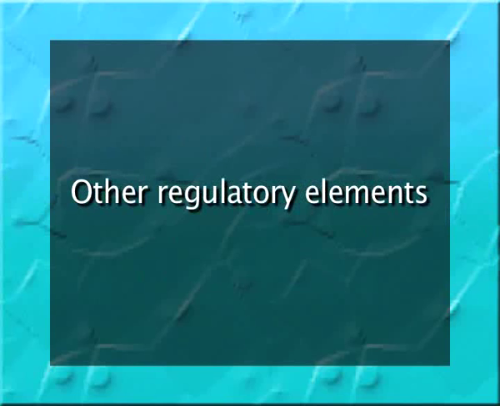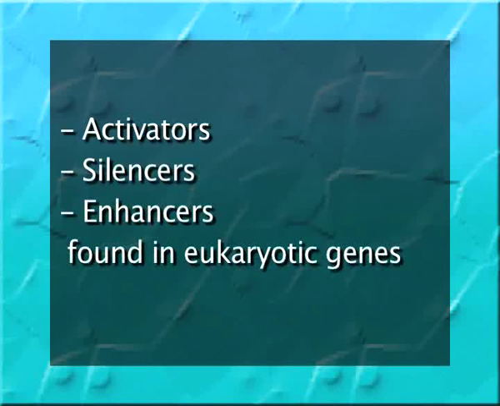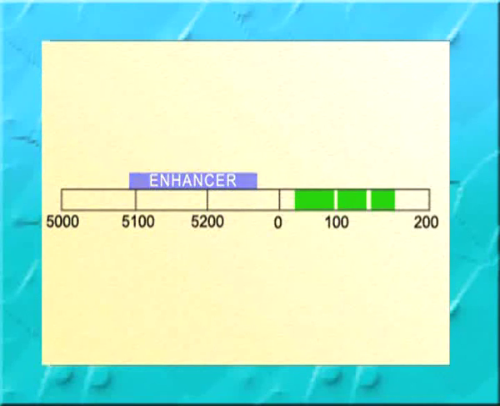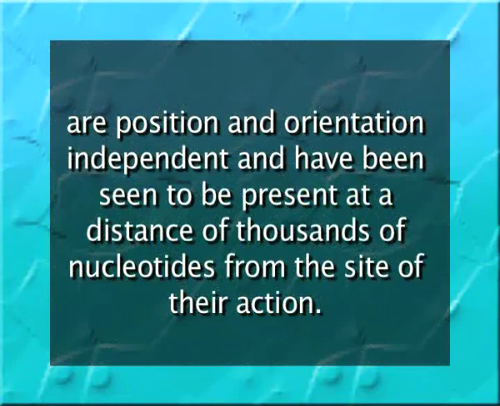Other regulatory elements. In addition to promoter, other regulatory elements such as the activators, silencers and enhancers are found in eukaryotic gene. The function of these elements is to regulate the level of gene expression. The enhancers are the sequences that raise the gene expression level to many folds. Thus, enhancers are position and orientation independent and have been seen to be present at a distance of thousands of nucleotides from the site of their action.